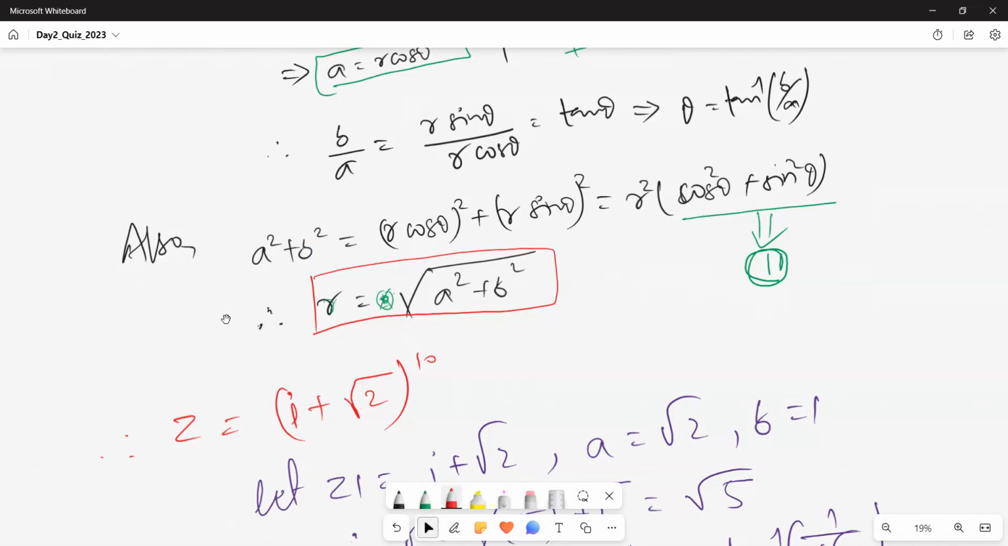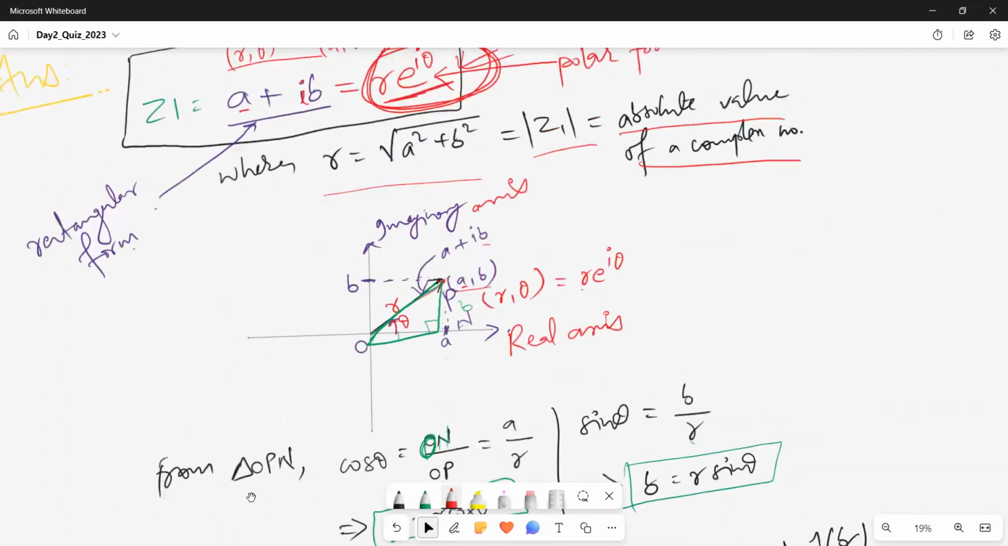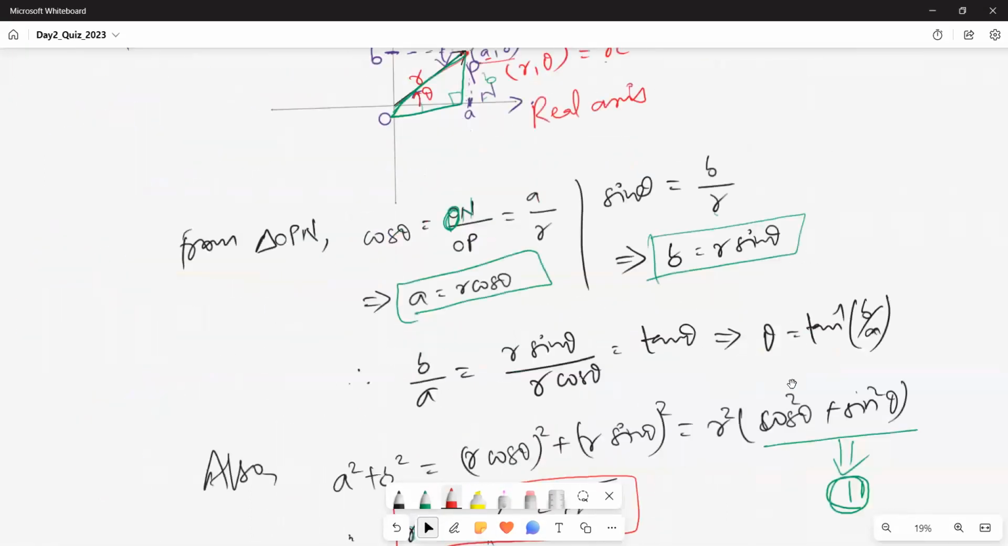So in this case, the question is asked: if this is a complex number, what is the absolute value, or modulus, of the complex number?